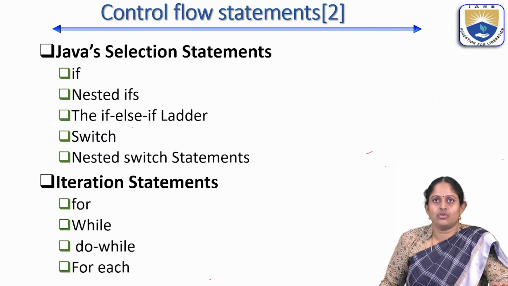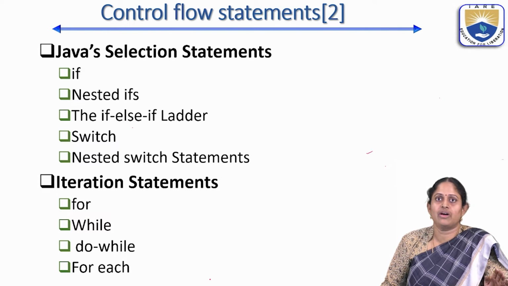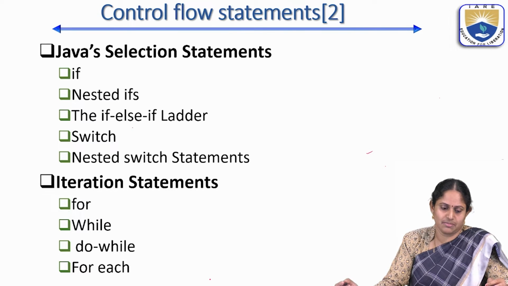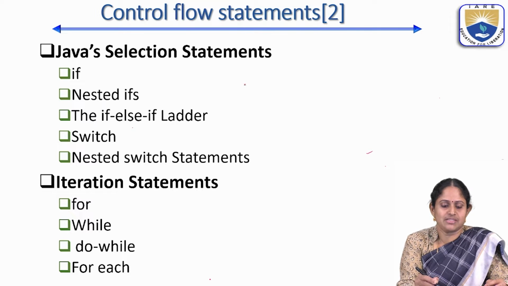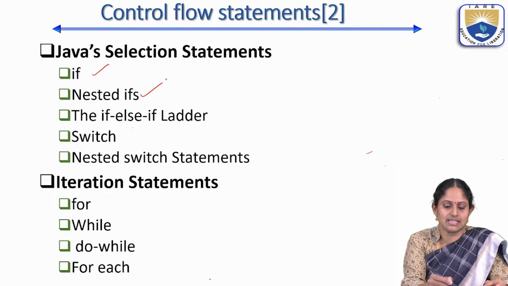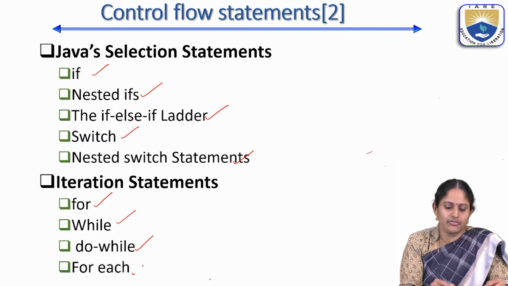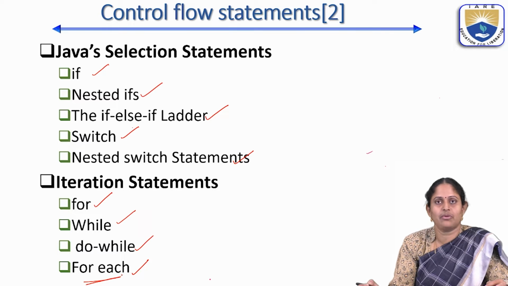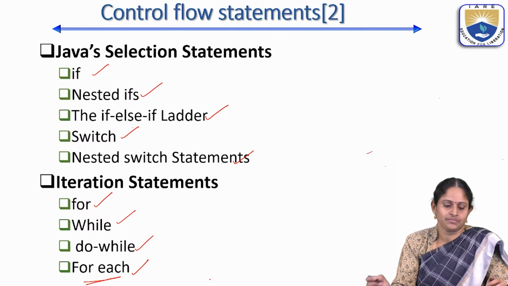So, what are control flow statements? These are those statements which will take the execution control from one point to another. There are two types of control statements: one is the Java selection statement and the other is the iteration statement. Under selection statements, we have if blocks, the nested if else ladder, switch statements and nested switch statements, and under iteration, we have for loop, while loop, do while loop and for each loop. This is a special type of for loop which is available in Java.